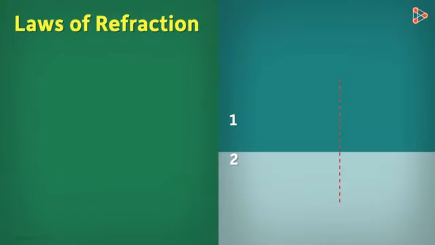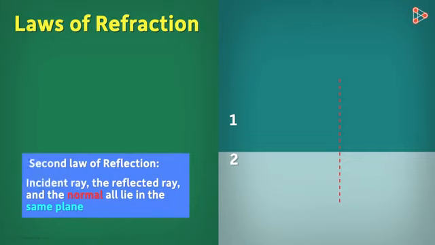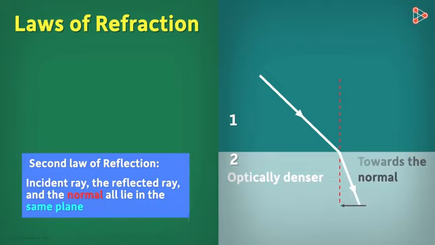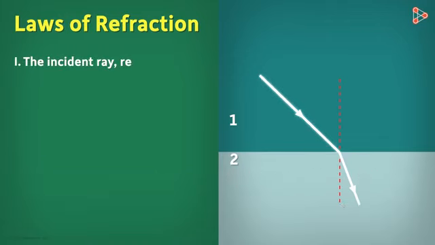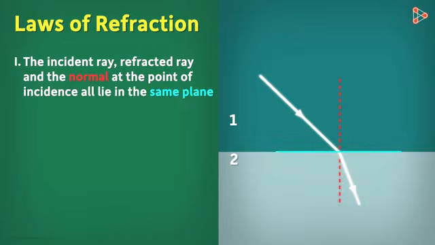There are two laws of refraction. Among them, the first one is the same as the second law of reflection. Consider light travelling from some medium 1 to another medium 2, which is optically denser than medium 1. So its speed in medium 2 decreases and it bends towards the normal. The first law of refraction says that the incident ray, refracted ray, and the normal at the point of incidence all lie in the same plane. It means that if I were to draw this on a piece of paper, they all will be on the plane of the paper and not out of the paper.